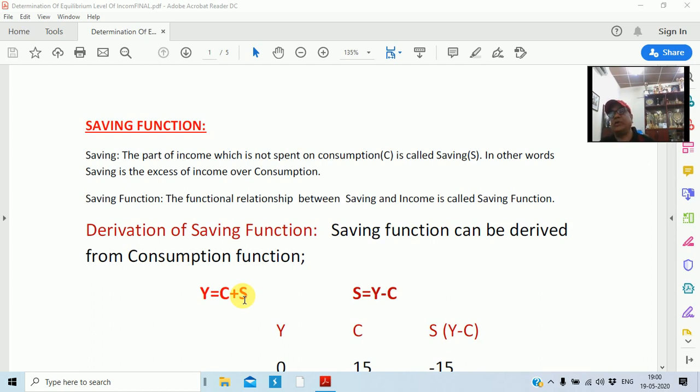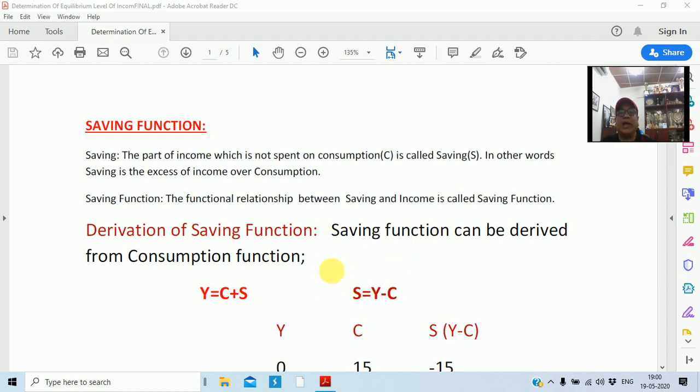That's why further we will go for S is equal to I. So this saving is converted into investment. So the part of income which is not spent, which is not consumed, is called saving. So how can we derive saving? S is equal to Y minus C. This is the derivation of saving from consumption. If you have been given income and consumption, what you have to do? Y minus C is equal to S.